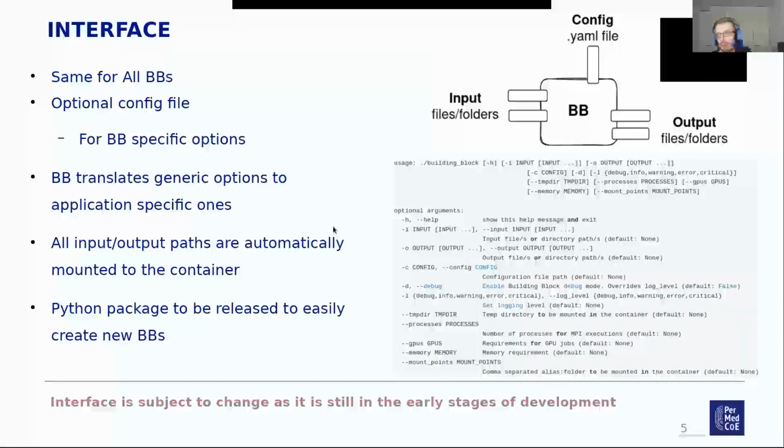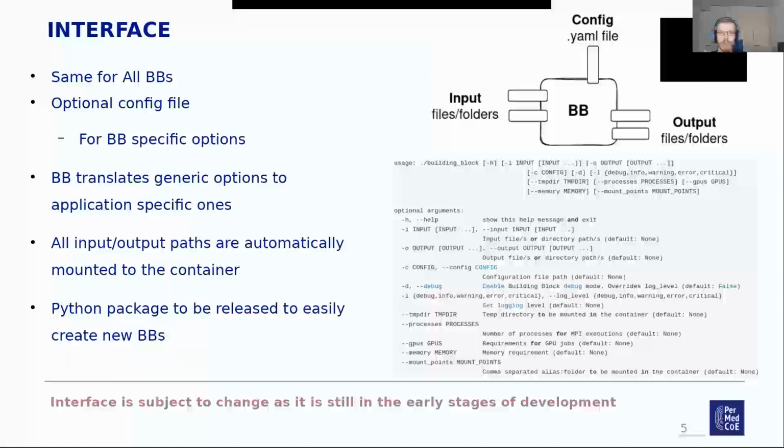You can use that later. Now, basically what the building block does is it takes all your generic options, and then it contains functionality to just translate this to whatever specific options and formats that the wrapped application actually requires. And also during this, the building block automatically mounts all input files and folders, all output files and folders into the container completely transparently. So again, the user doesn't have to care anything about it.